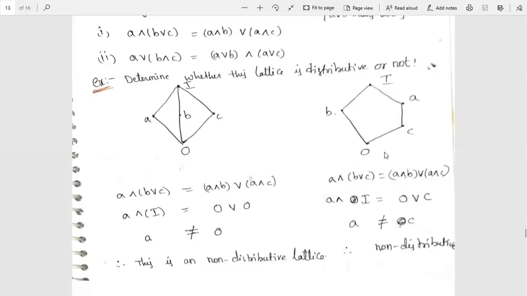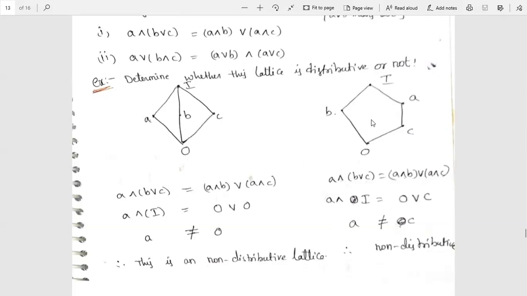So next, another example. This is the pentagon Hasse diagram. Here this lattice has the greatest element I and the least element 0. For the property A meet (B join C) is equal to (A meet B) join (A meet C): here B join C is I. So A meet I, what is the greatest lower bound? A. So A meet I is equal to A.